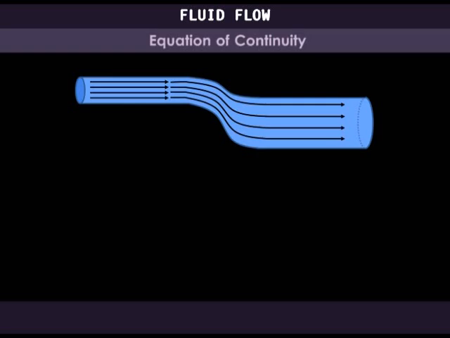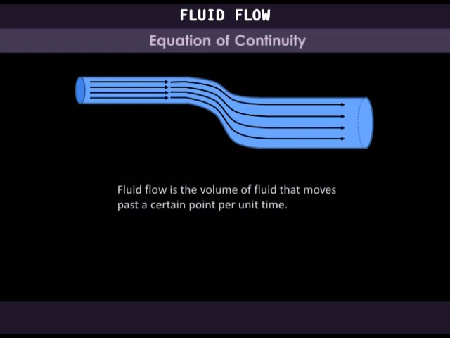and flowing steadily. Fluid flow or flow rate is defined as the volume of fluid that moves past a certain point per unit time. Some books might call it volume flux. This is represented as Q is equal to V over T, where Q is flow rate, V is volume in cubic meters, and T is time in seconds. So flow rate is given in meter cube per second.